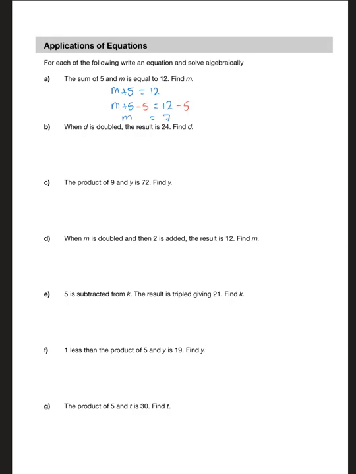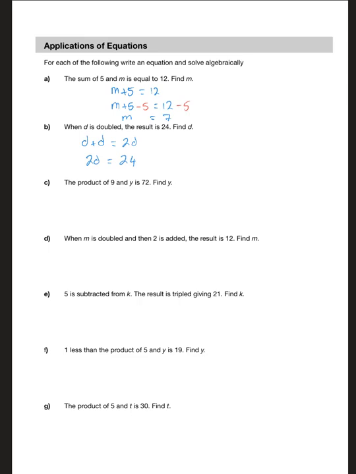Second question: when d is doubled, the result is 24. So remembering d being doubled is d plus another d. We've got two of those d's, so that can be the same as saying 2d. That's just an important thing to remember. I know a lot of us sometimes forget that. So then we have 2d being equal to 24, and that 2d is just a better way to write this.